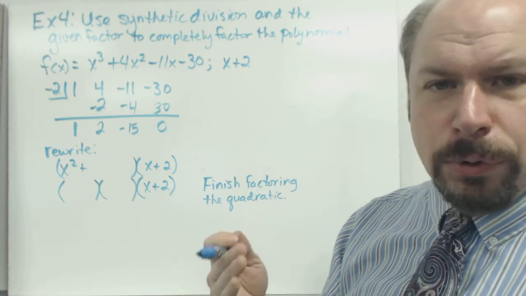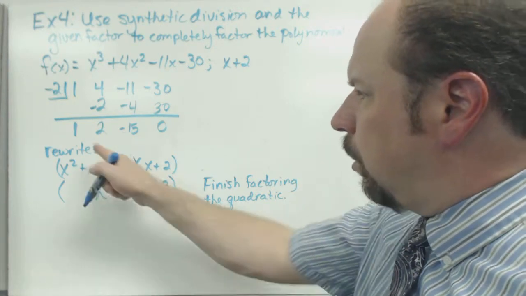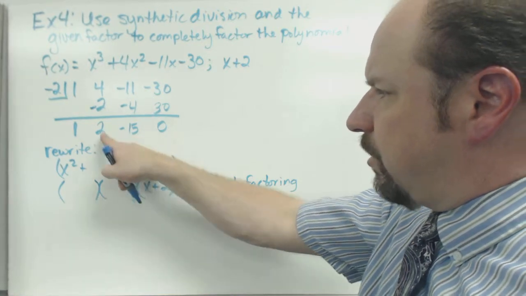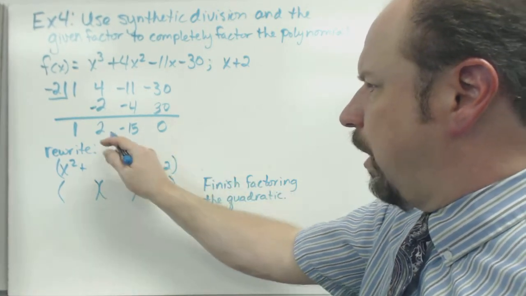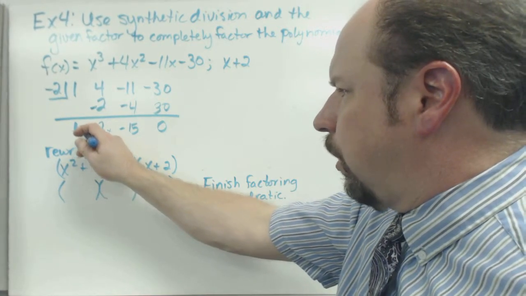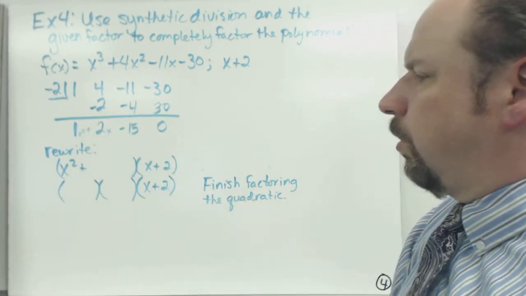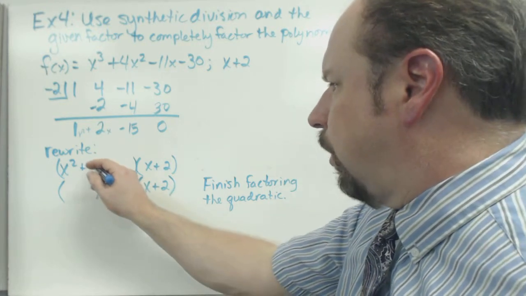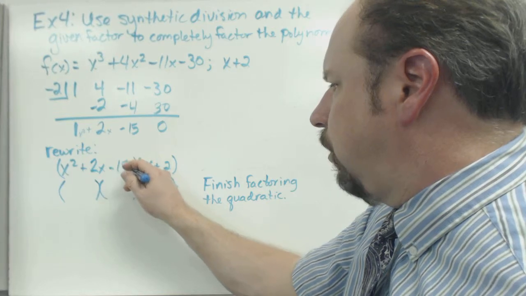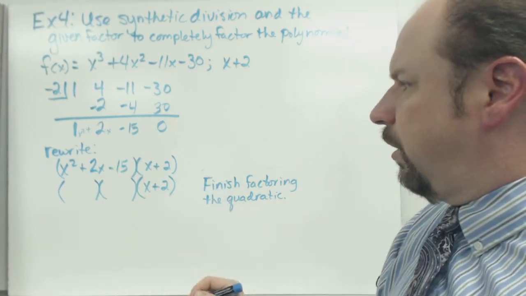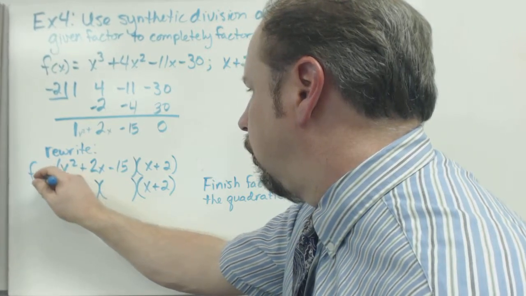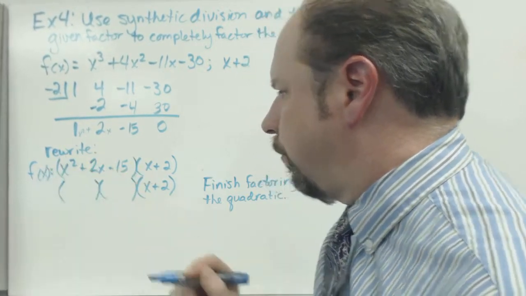Okay, so we have to remember now, how do we have to rewrite that? Well, remember, this is our constant, minus 15. This is our linear term, so this is going to have an x with it. And this is going to be our x squared term. Okay, so we're just going to rewrite it. X squared plus 2x minus 15, and then rewrite it as x plus 2. I'm going to go ahead and write in the f of x equals here.